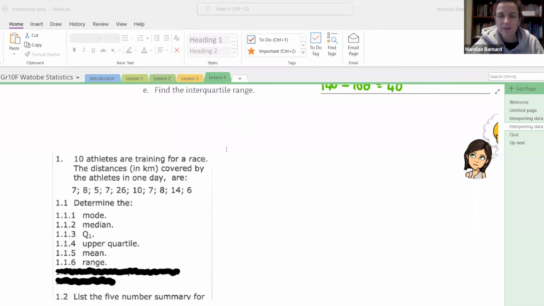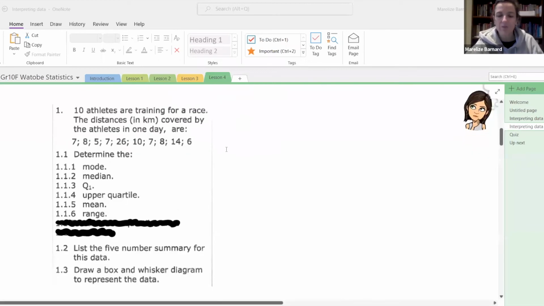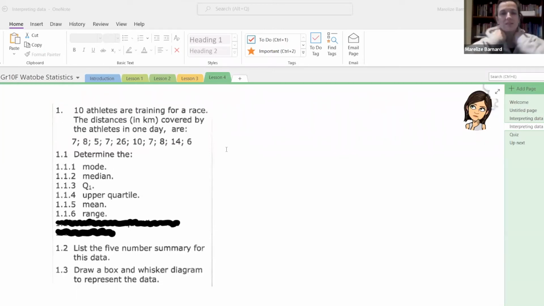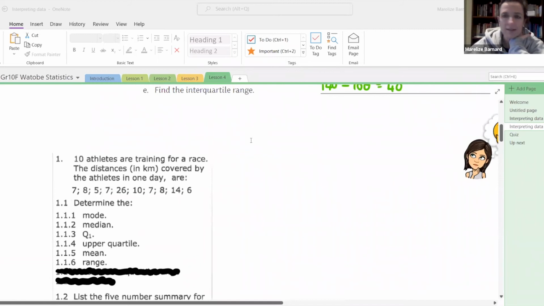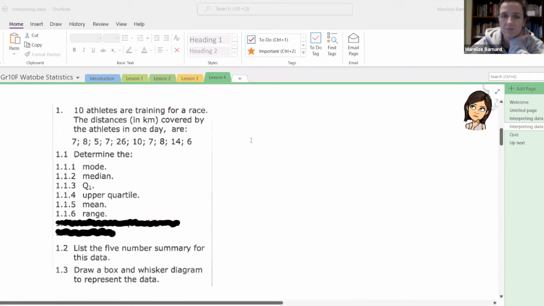Okay, so this is one where we're going to work on our own for a little bit again. So we've got 10 athletes are training for a race. The distances in kilometers covered by athletes in one day are those numbers given. Okay, and then there's a whole bunch of things we need to find. And then we have to do the five number summary and draw a box and whisker plot. Masehu, you get the interquartile range, just subtracting the upper quartile minus the lower quartile. That's all you have to do for the interquartile range.